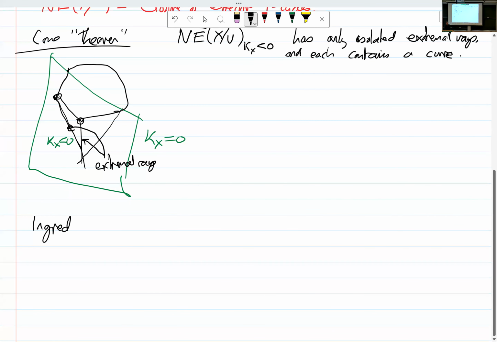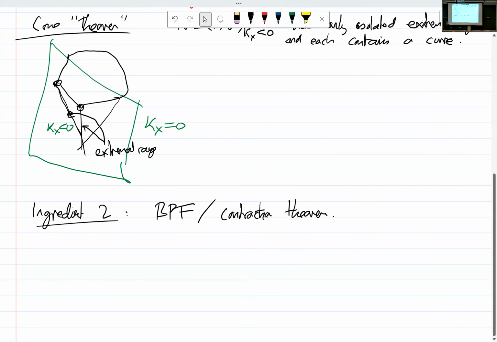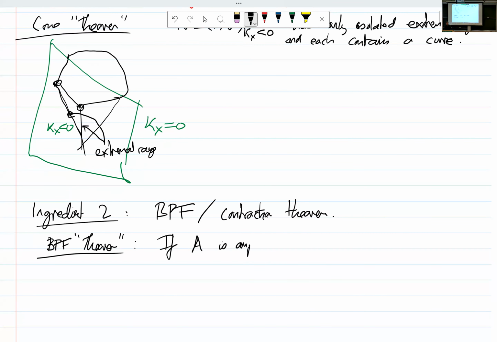That brings me to ingredient 2, which is base point freeness, or the contraction theorem. The base point free theorem says, roughly, if A is ample, this isn't the full statement, it's just enough for what we actually need right now, and Kx plus A is nef, then Kx plus A is semi-ample.